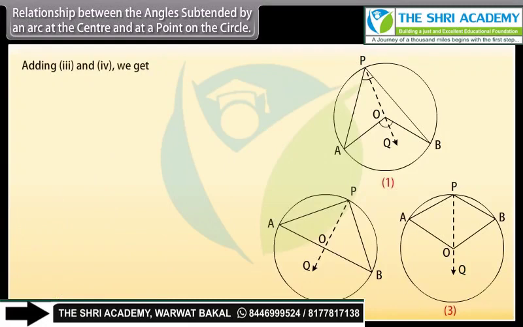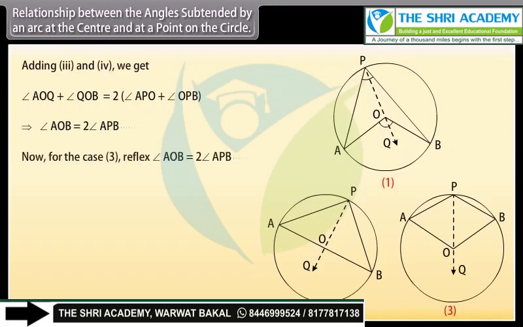Adding 3 and 4 we get angle AOQ plus angle QOB is equal to 2 into angle APO plus angle OPB. Similarly, angle AOB is equal to 2 angle APB. Now for case 3, reflex angle AOB is equal to 2 APB, hence proved.